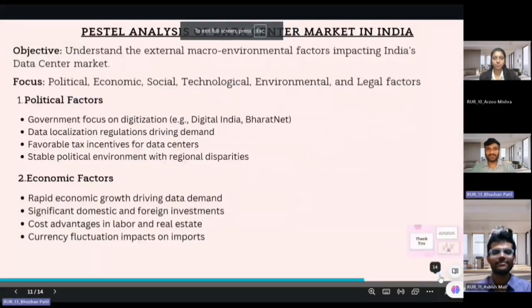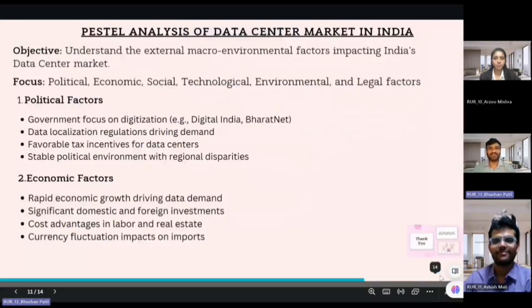So now we will discuss the PESTLE analysis of the data center market in India. The objective is to understand the external macro-environmental factors impacting India's data center market. So we are now talking about the political factors. The first one is government policies. The Indian government is promoting digital initiatives like Digital India, which require extensive data storage and processing capabilities, leading to increasing demand in the data center market.